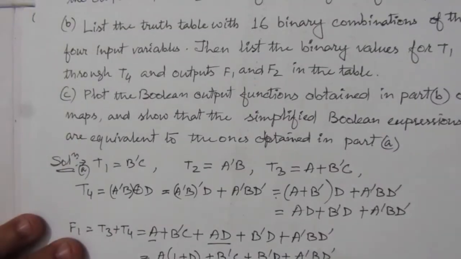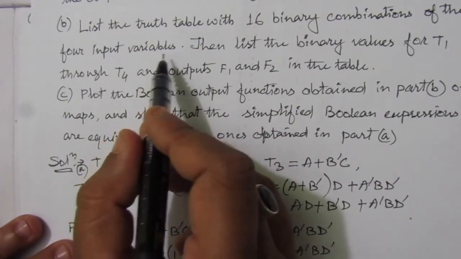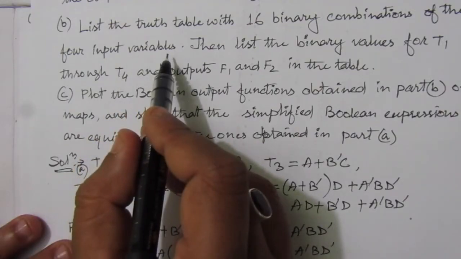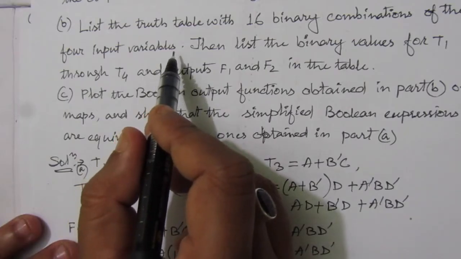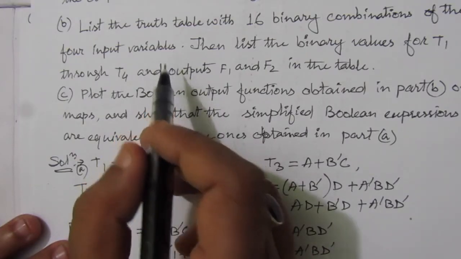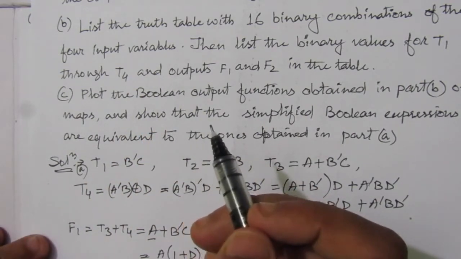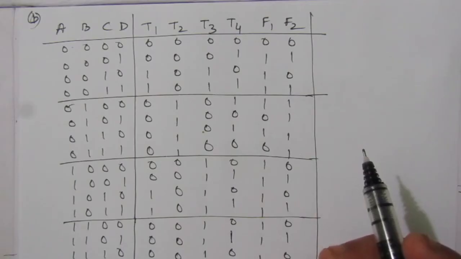So in the second part of the problem, we have to list the truth table with 16 binary combinations of the 4 input variables. That means we have to use these 4 input variables A, B, C and D, and we have to find out the 16 combinations and make the truth table for T1, T2, T3 and T4 and the outputs F1 and F2. Now this part is complete. So we have made this truth table.